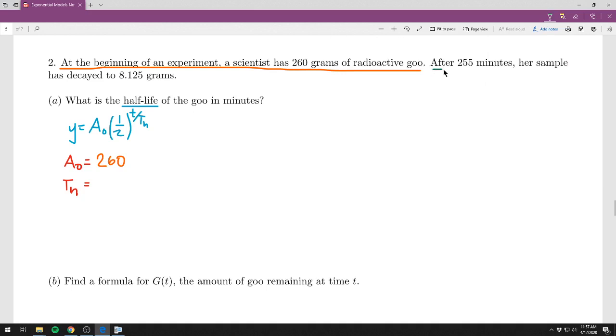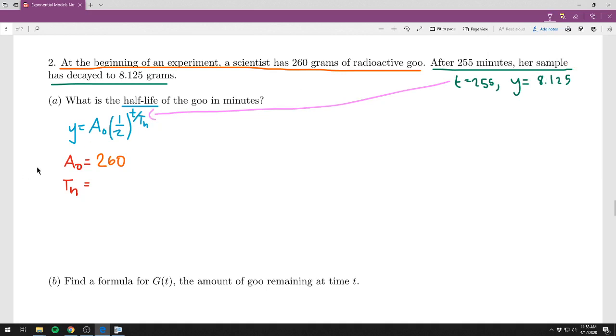And then the second part, after 255 minutes, her sample has decayed to 8.125 grams. And so when t is 255, our y value, the amount after that amount of time, is 8.125. And we're doing the same exact setup as last time. We plug in everything we have. We're going to plug in t, we're going to plug in y, we're going to plug in A0, and we'll be able to solve for half-life. Let's go ahead and do that.